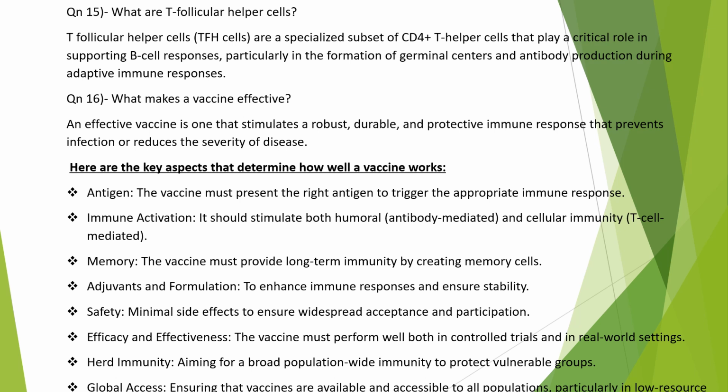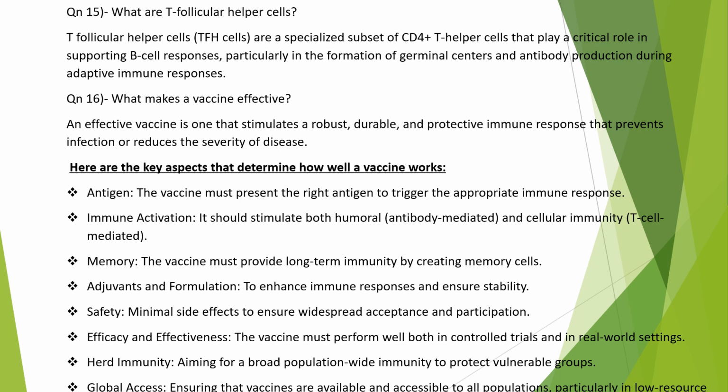So question 16, we have: what makes a vaccine effective? What is the effectiveness of a vaccine, right? An effective vaccine is one that stimulates a robust, durable, and protective immune response that prevents infection and reduces the severity of diseases. Here are the key aspects that determine how well a vaccine works. For you to know that this vaccine works well, these are the aspects you need to follow.